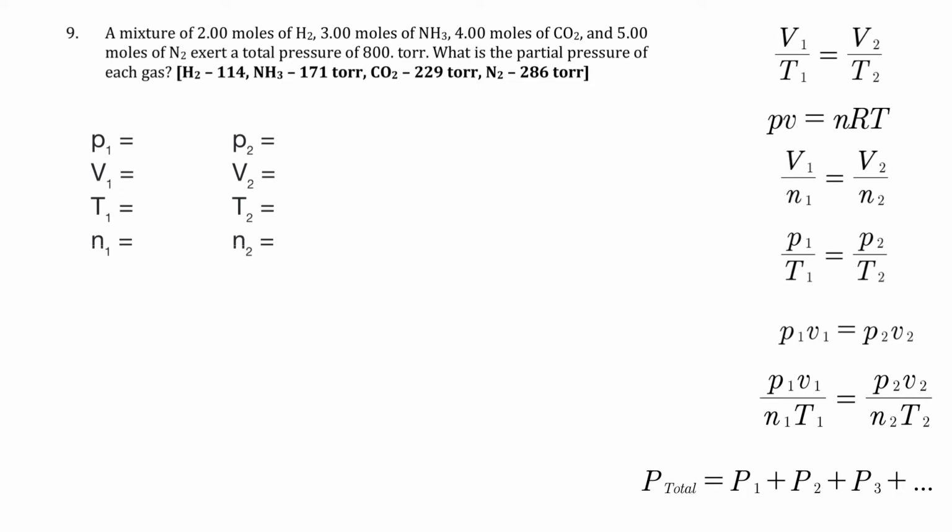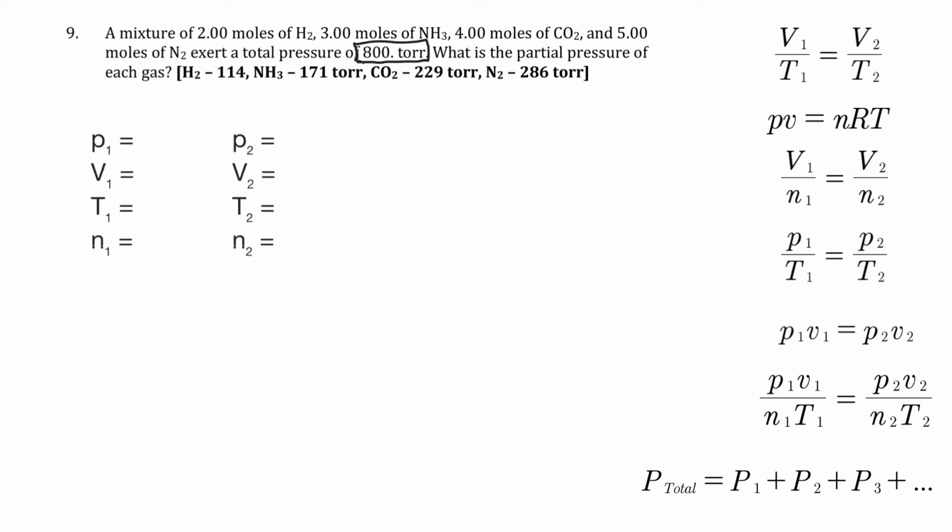All right, here's a couple of questions from the worksheet. They say they have a mixture of 2 moles, 3 moles, 4 moles, and 5 moles of gases, and they exert a total pressure of 800 torr. And they want to know the partial pressure of each gas.